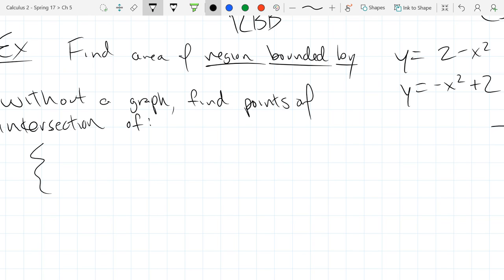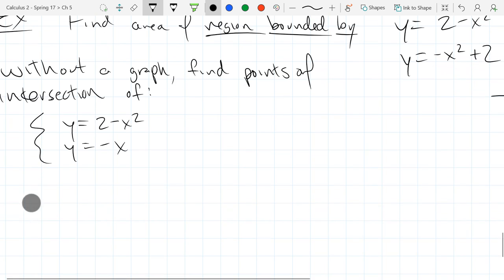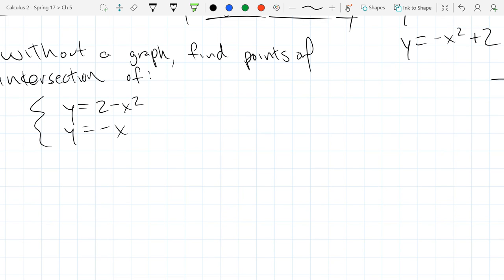So we have a system of two equations, y equals 2 minus x squared, and the other one, y equals negative x. So this is a system, two equations, and there's two unknowns. They're not linear. Well, one of them's not linear, so you can't use your matrices or Cramer's rule or any of that fun stuff from pre-cal 1.